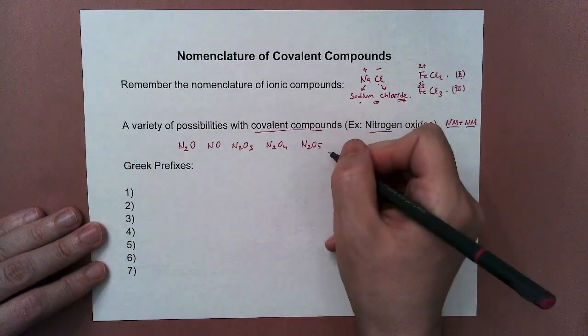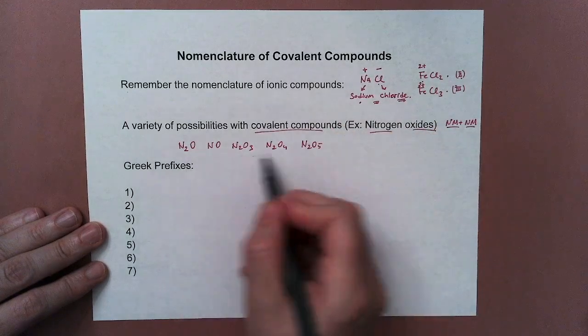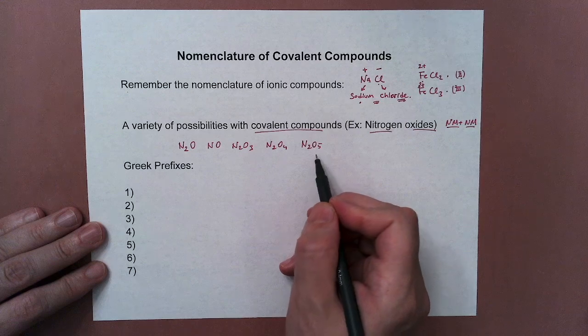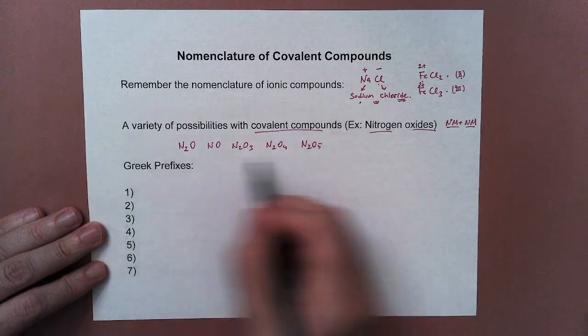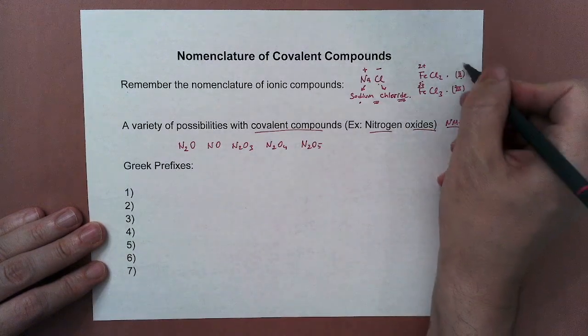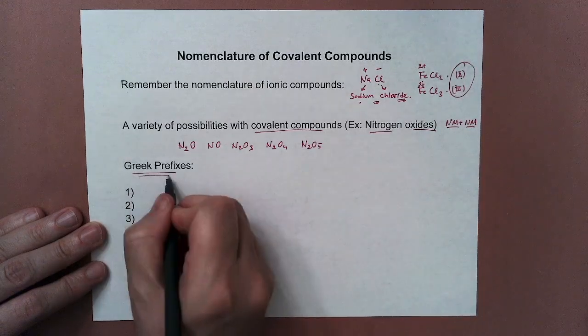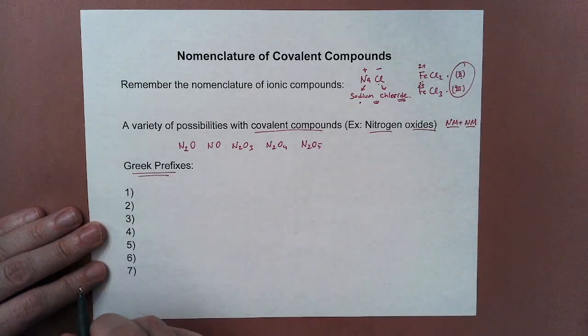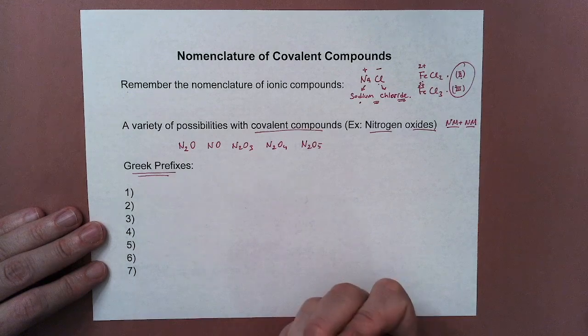As you see, there are a lot of possibilities in here. They all are nitrogen oxides, but they are different compounds. In order to distinguish these compounds from one another, we need to do something. This time, we are not using the Roman numerals, but instead we will be using Greek prefixes. I'll be giving you from 1 to 7. There are more actually, but I think these are going to be enough for most of the cases.